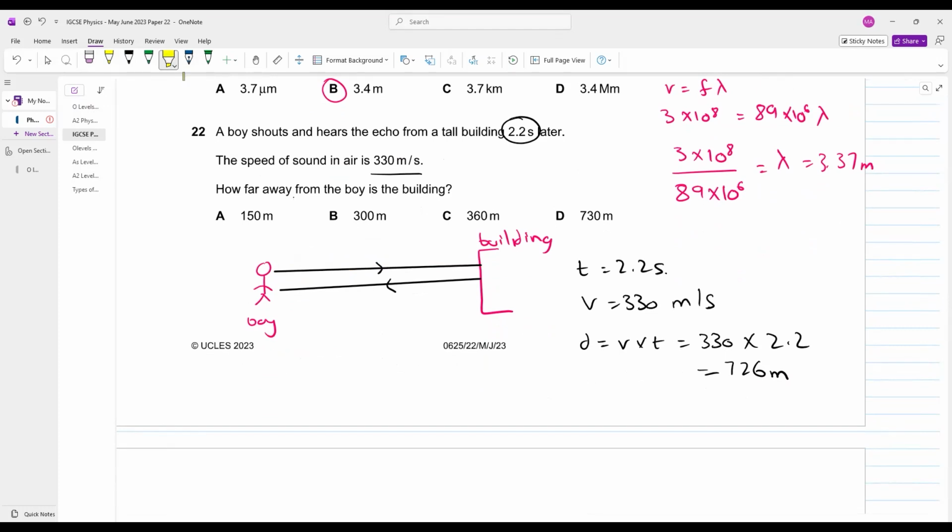The 726 meters is the complete distance, beta. What is this 726 meters? It is the complete distance of the boy to the building and then from the building back to the boy. This is the distance of two times. But you only have to calculate the distance of one time, that is from the boy towards the building. How will you do that? Calculate 726 divided by 2. This comes out to be 363 meters, which is C, your answer.